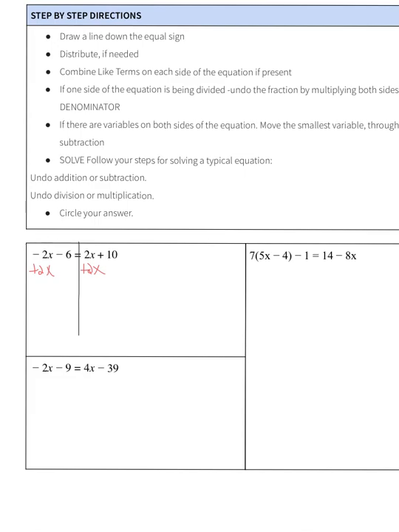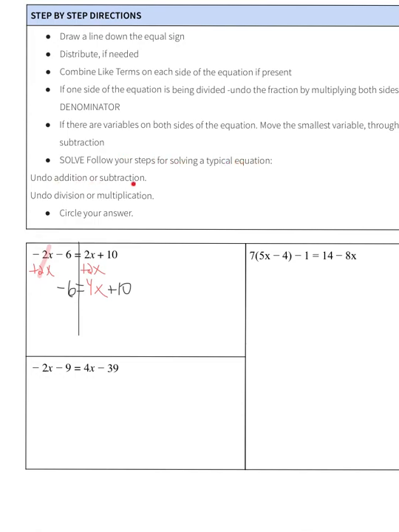Negative 2x plus positive 2x is 0, so that's gone. And I'm simply left with negative 6 on this side, so I need to write that down, negative 6. And on this side, I have a 2x plus 2x, and that is equal to 4x. And then I need to write down the rest of the equation that I have not touched, which is my plus 10. Perfect.